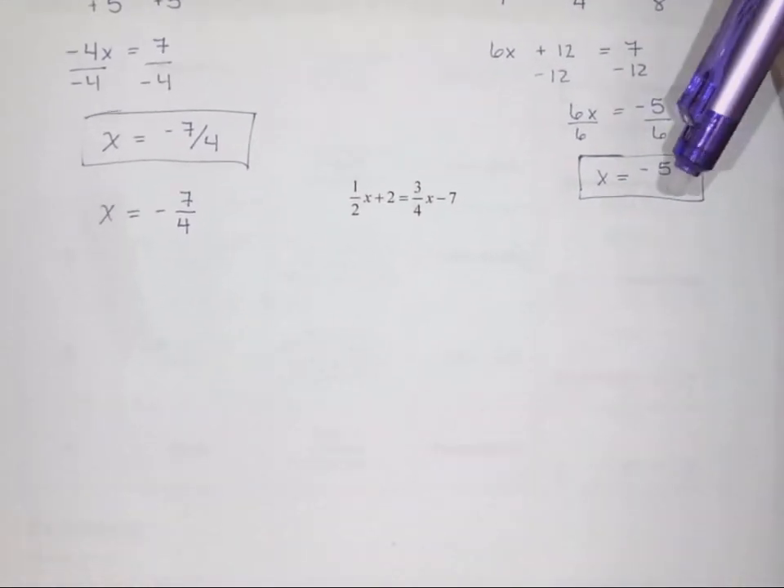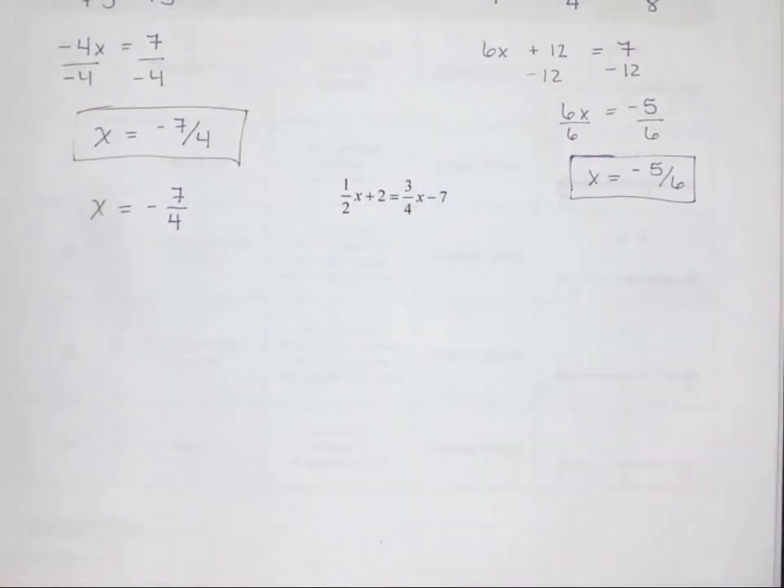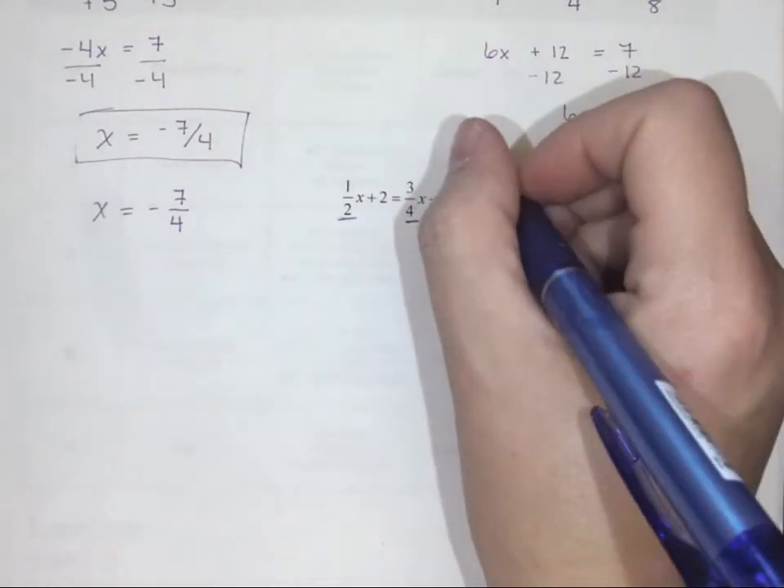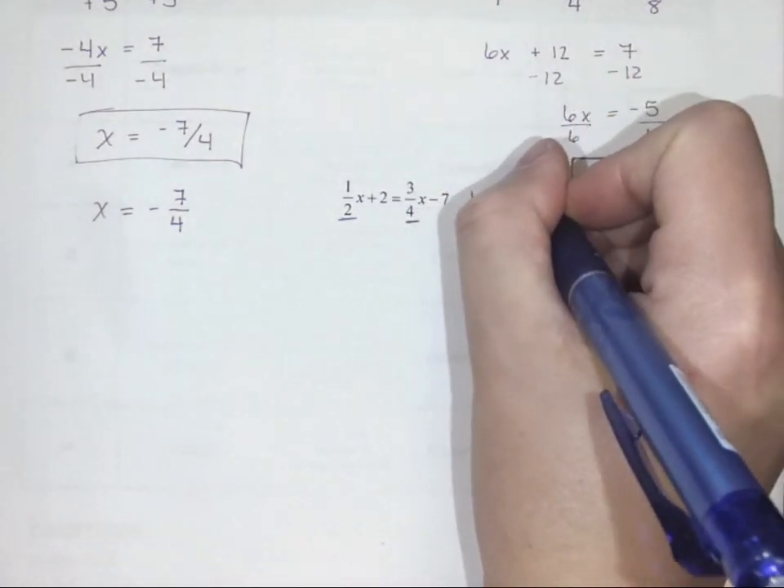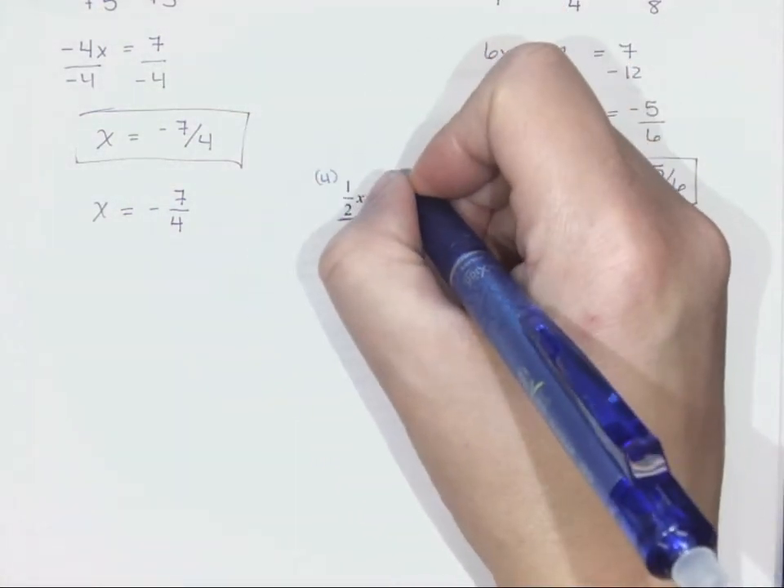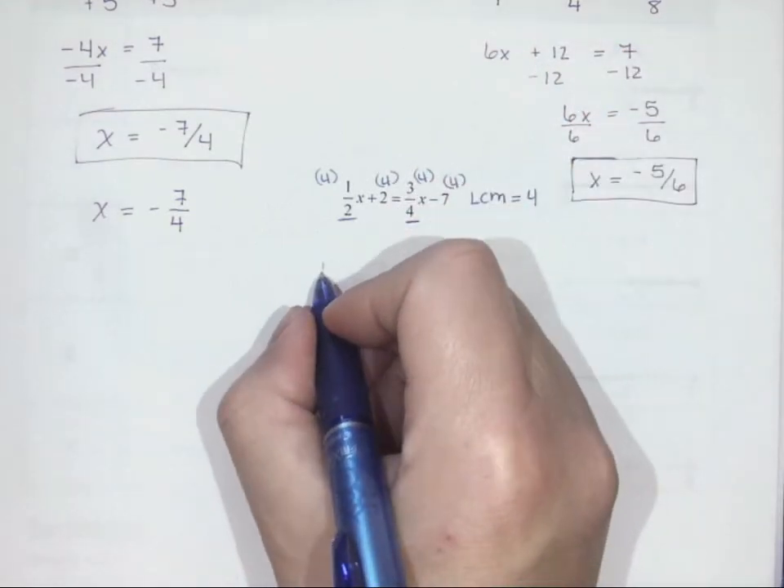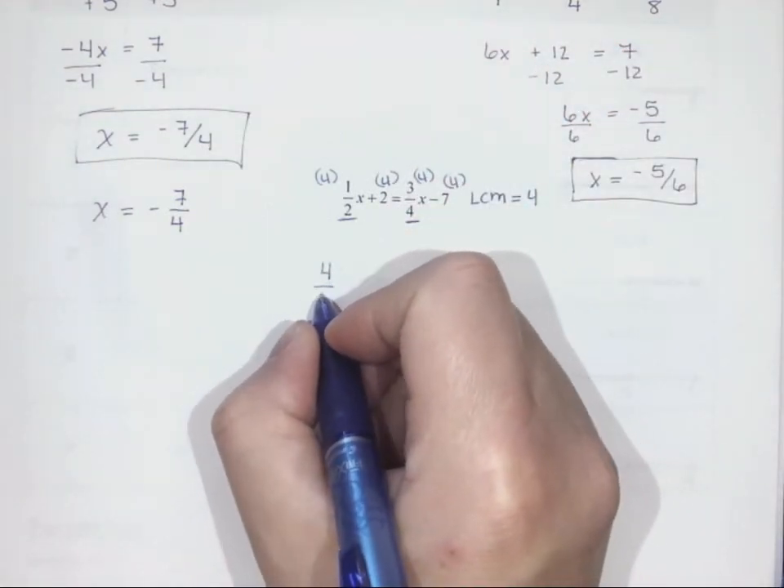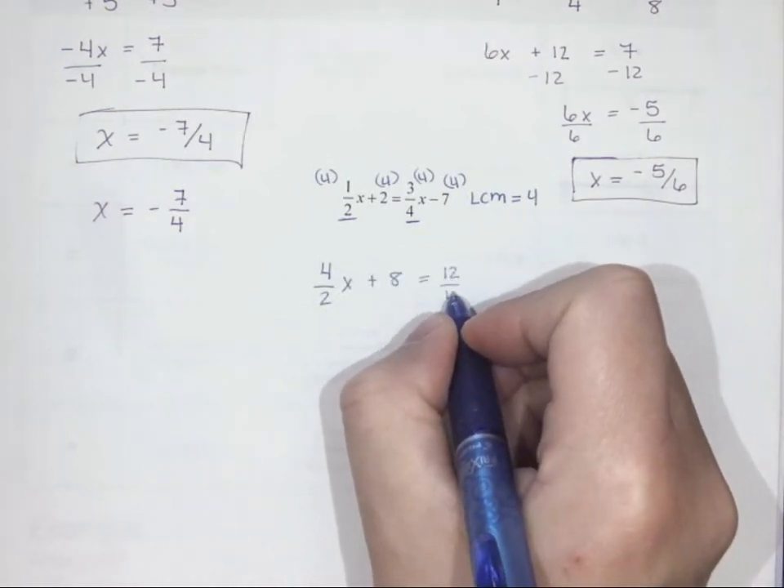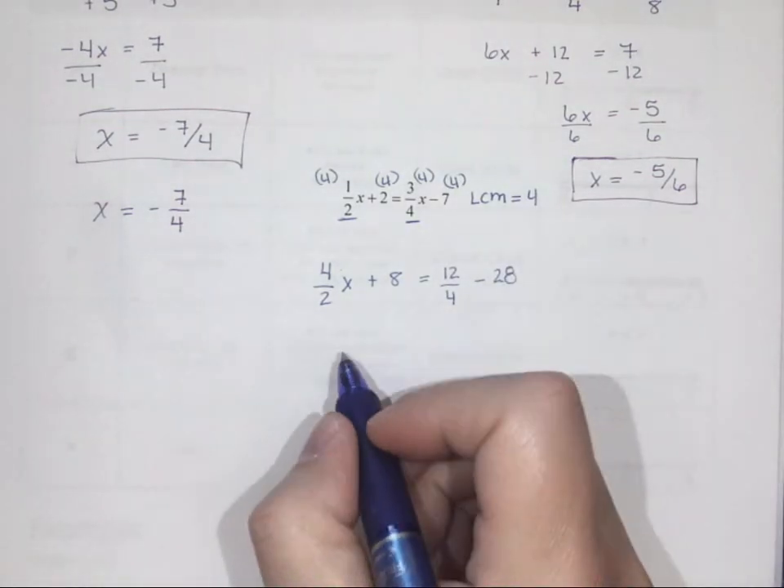Okay, last example. All right. So my denominators are 2 and 4. I'm just going to switch colors here. 2 and 4. So I know that my lowest common multiple is 4. Nice and easy. So I'm going to multiply all my terms, even the ones without denominators, get multiplied by the lowest common multiple. So I'm going to have 4 over 2x plus 8 equals 12 over 4 minus 28. All right, I'm going to simplify.